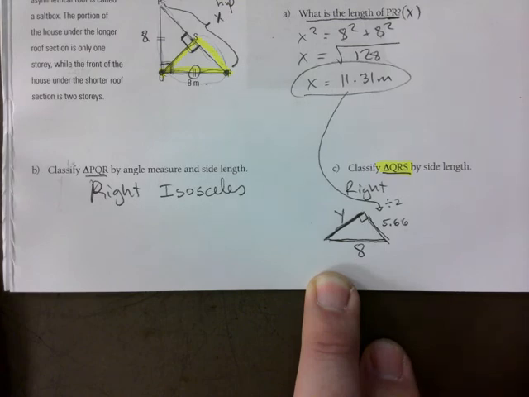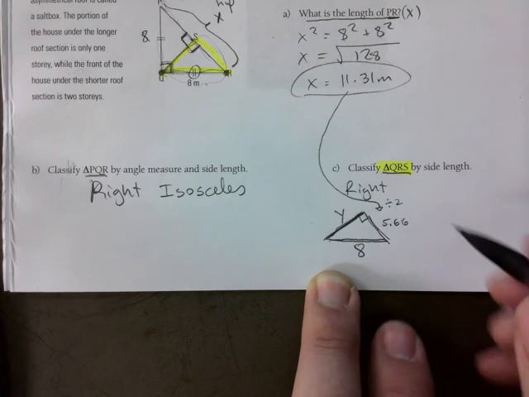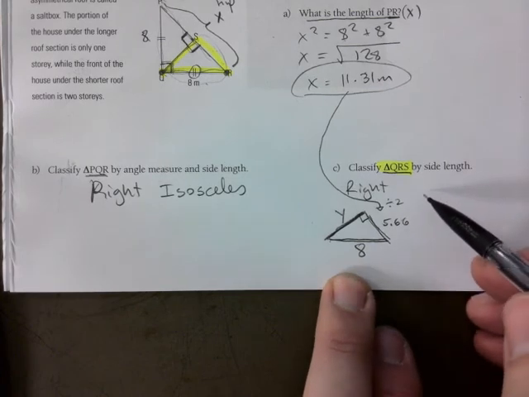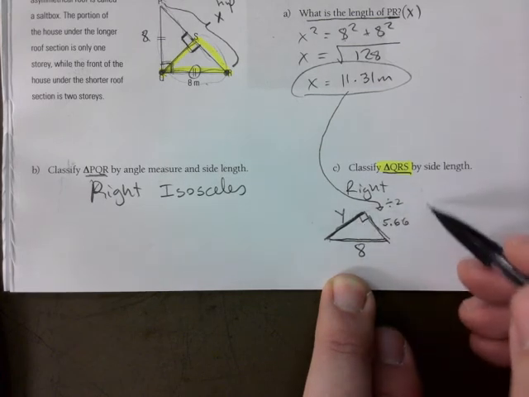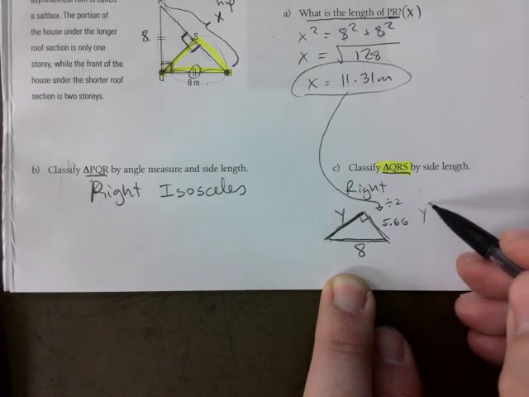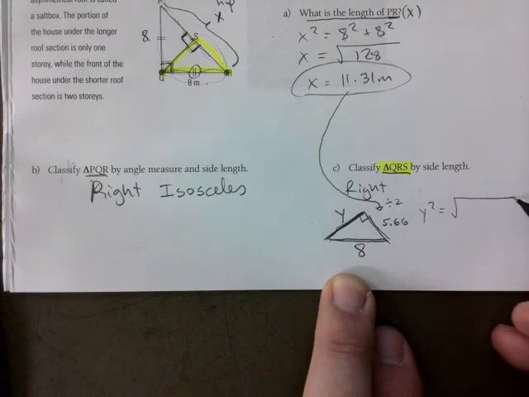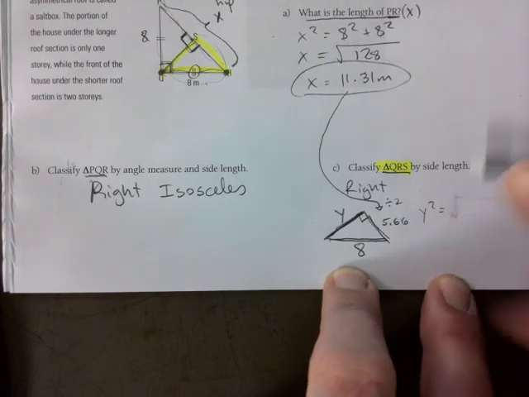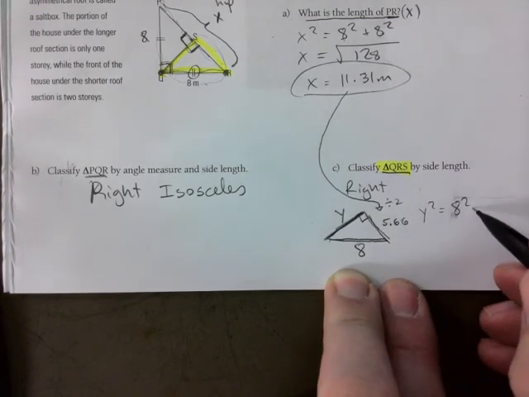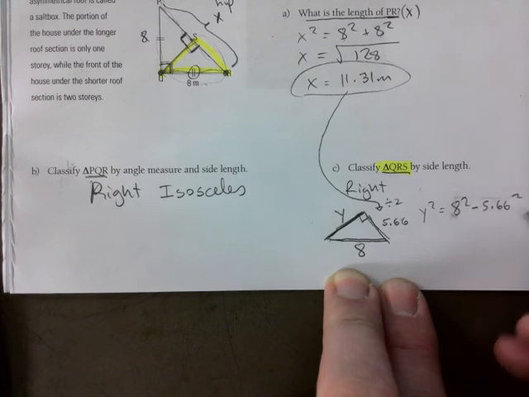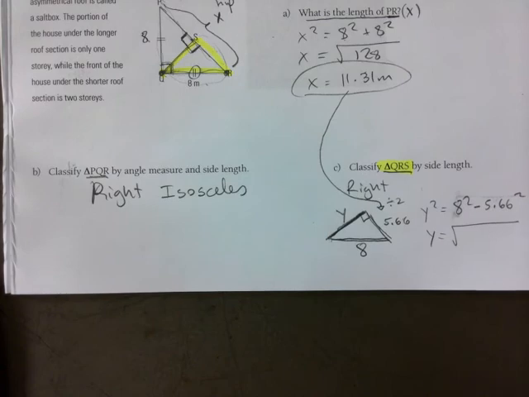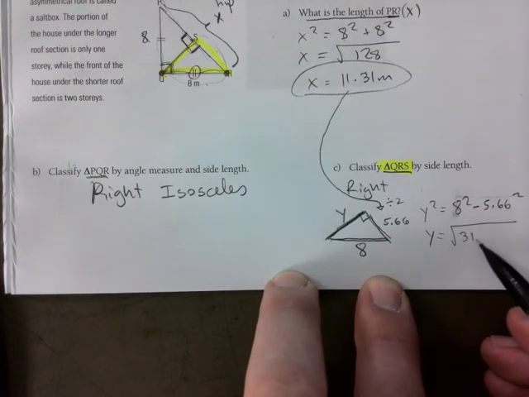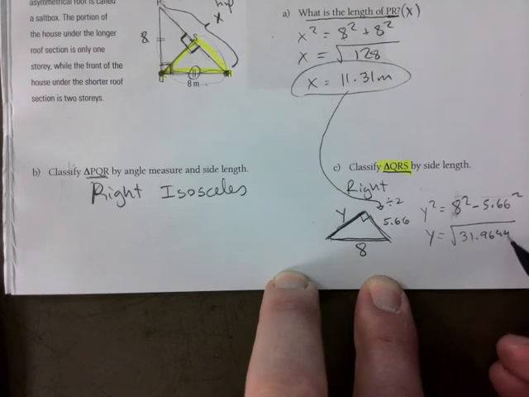I have a pretty good feeling it might be isosceles. We don't know for sure. Let's try it out. So this is a leg, right? So y squared is equal to, sorry, not square root yet. Hold your horses. 8 squared minus 5.66 squared. Y is equal to the square root of, let's figure that out, 64 minus 5.66 squared. That's 31.9644. Write this down.